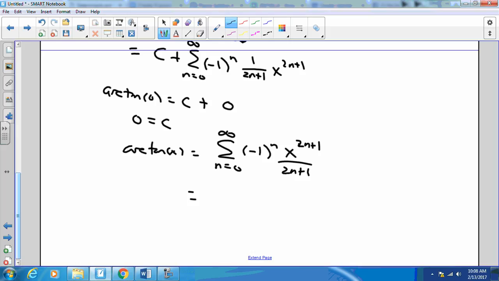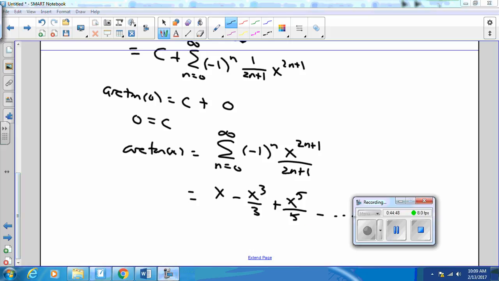If I want to see what this looks like, I can unroll it. My first term is going to be x over 1. My next term is going to be minus x cubed over 3. Just like that. So this is our very first foray into representing functions as infinite series.